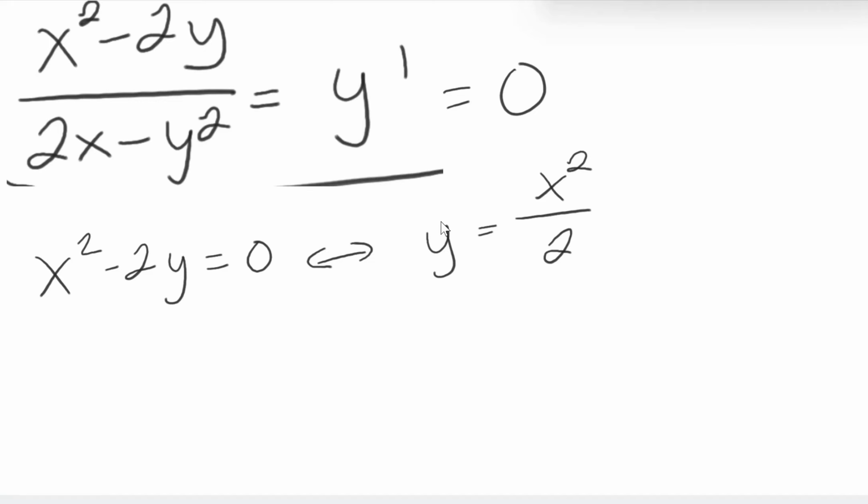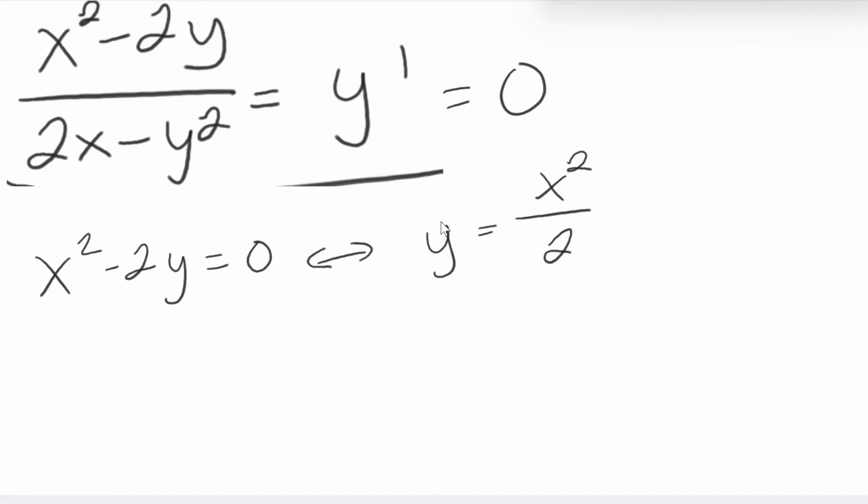All right. Why did you get x squared over 2 for y? I subtracted the x squared and I divided by negative 2. Got it. You sure? I don't like the sly grin. All right. Okay.